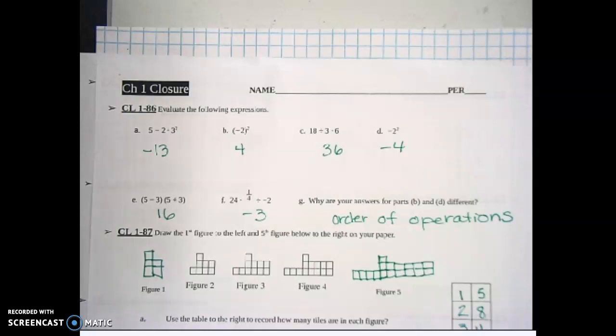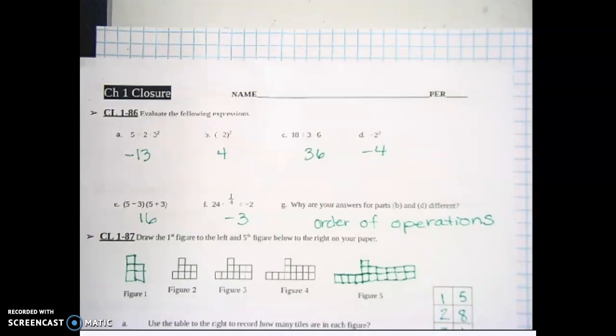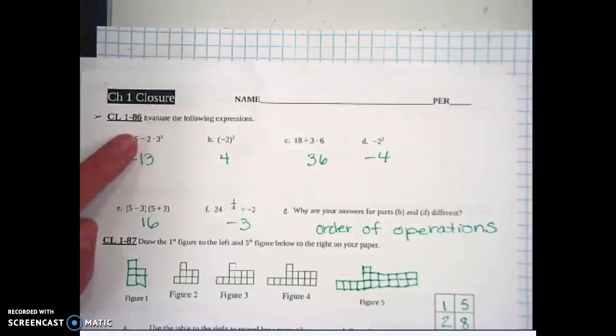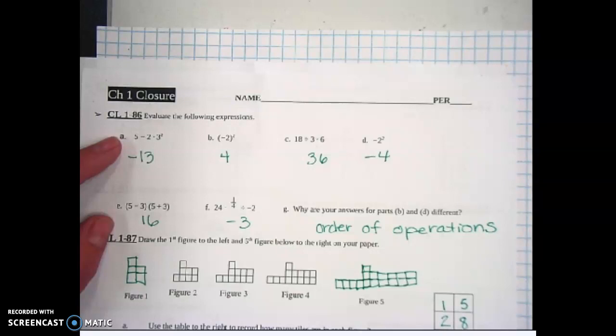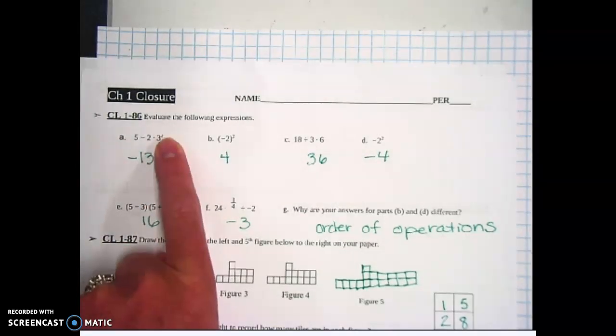This is the Chapter 1 closer for Integrated Math 1, Chapter 1. So we're at the top of page 27. We're doing closure 186. So for the first set of problems, you want to make sure you follow order of operations. So in problem A, you want to make sure you do the exponent on the 3 first.